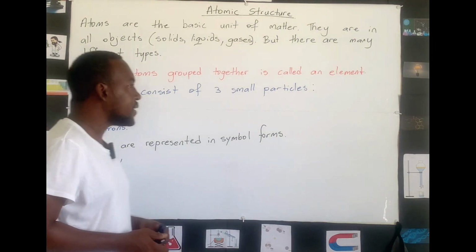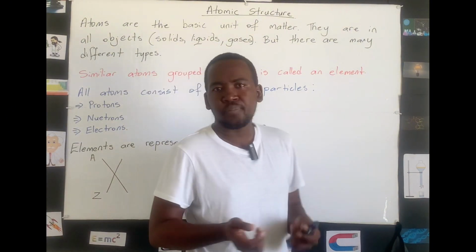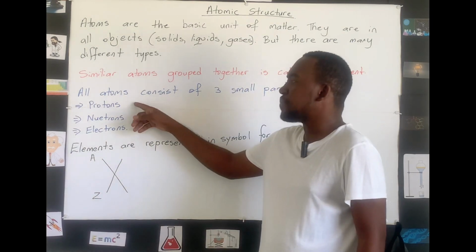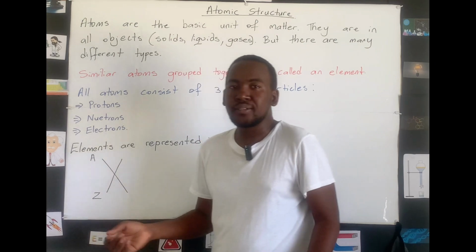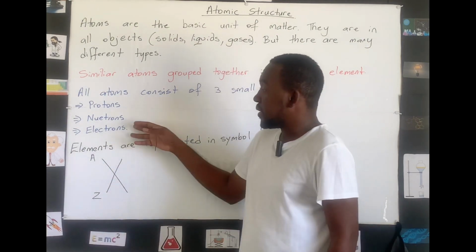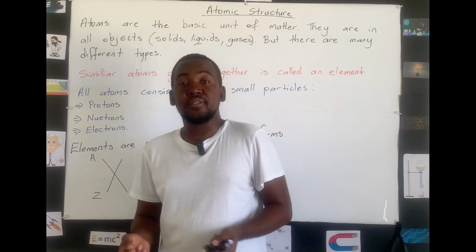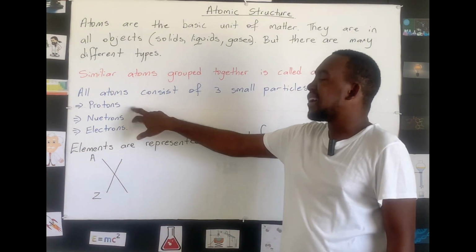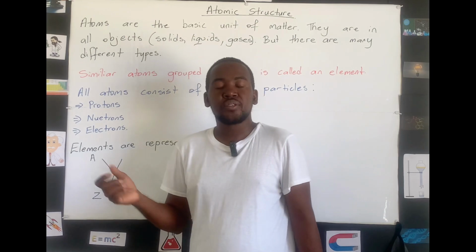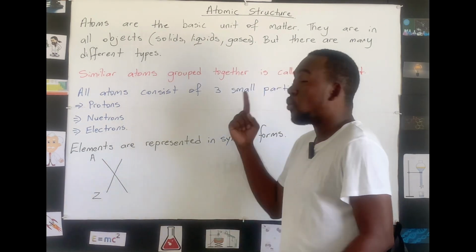What makes them unique? What makes them similar? Now, the proton has a positive charge, right? The neutron is neutral, it doesn't have any charge, and our electrons are negatively charged. The mass of a proton and a neutron are roughly the same, so we say they have a relative mass of 1.